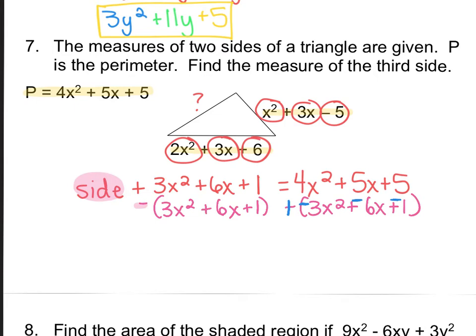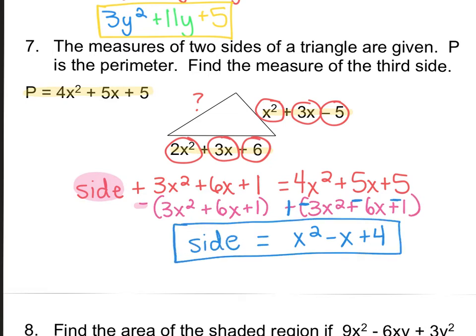So now I can see I've got 4x squared minus 3x squared would just leave us with x squared. 5x minus 6x is going to leave us with negative 1x, but we don't need to write the 1. And 5 minus 1 is going to leave us with 4. So our other side is going to be x squared minus x plus 4.